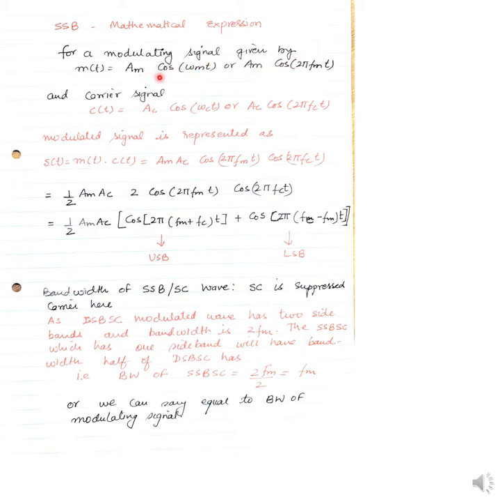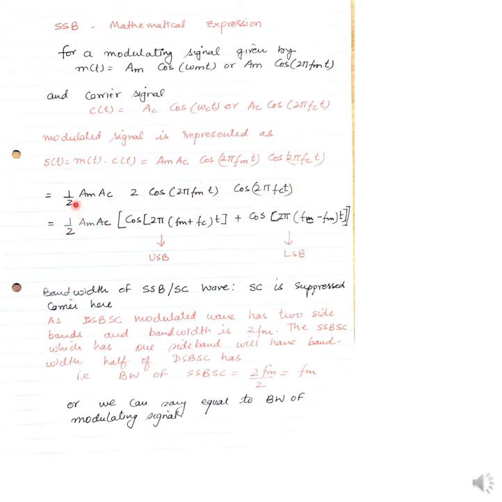So for a modulating signal given by m(t) = Am cos ωmt or Am cos 2πfmt, you can use any one of them because we know that angular frequency ω equals 2πf, and a carrier signal denoted by c(t) = Ac cos ωct or Ac cos 2πfct. The modulated signal, the modulation of these two signals, is represented as s(t) = m(t) × c(t). So you will basically multiply them. So it will be Am Ac cos 2πfmt cos 2πfct.